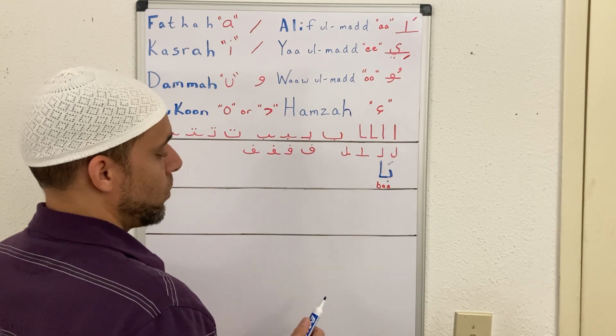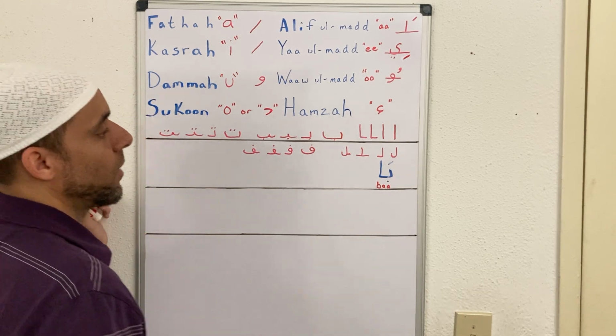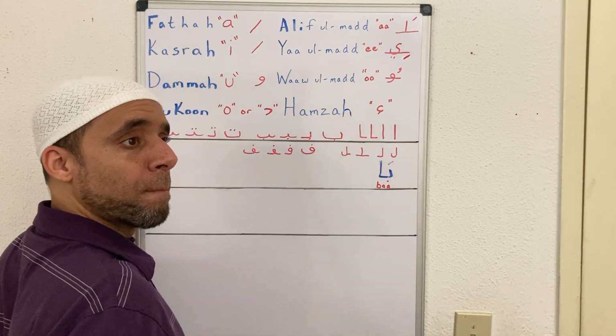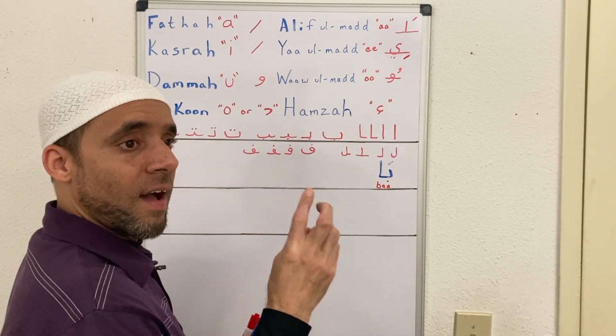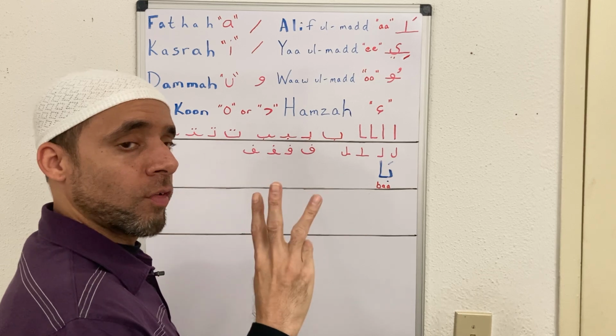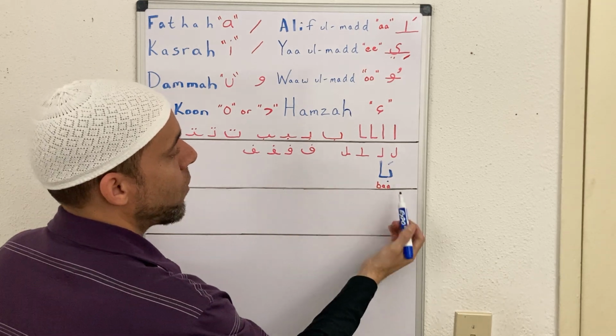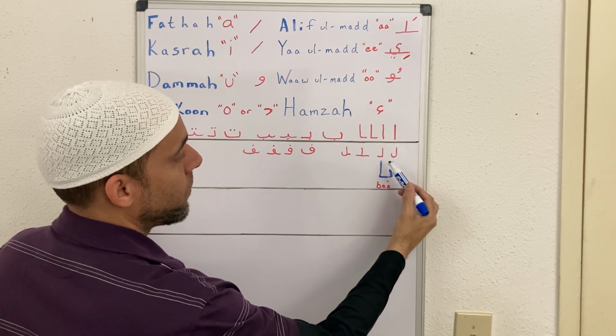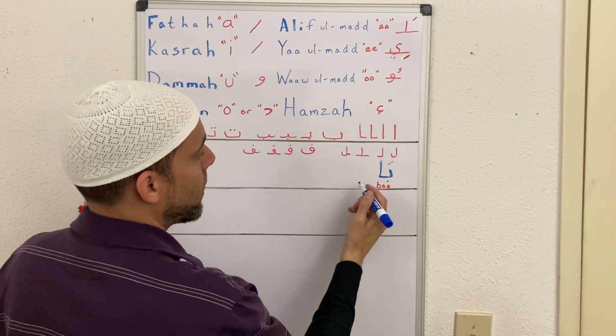So now let's move on to the ta. The interesting thing about this is the letter ta, ba, ta, and the second, third, and fourth letters, they all have the exact same form. You're going to draw them just like this, except your dots will be in a different place.